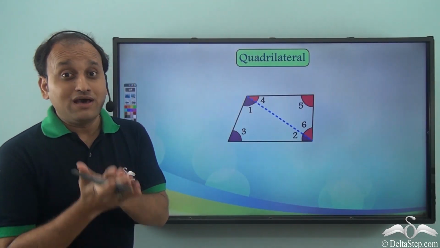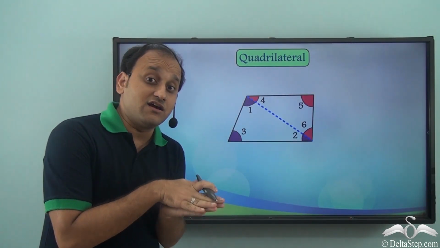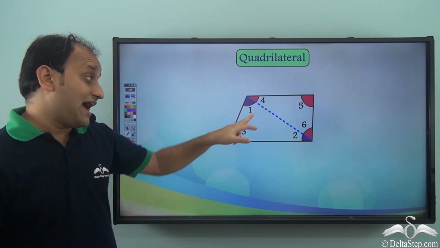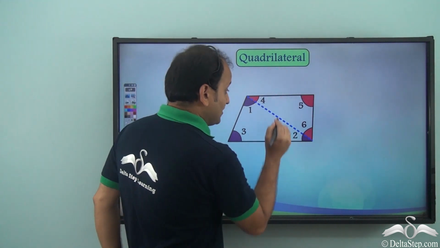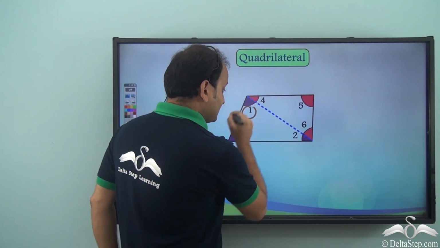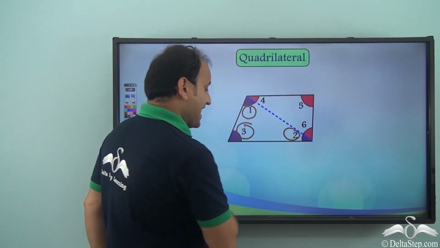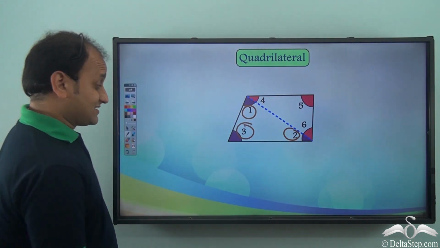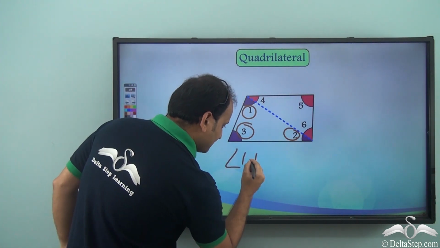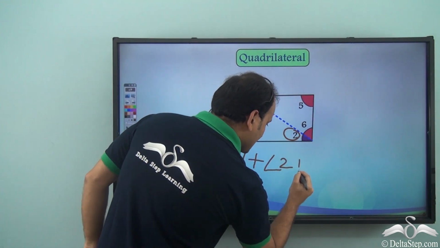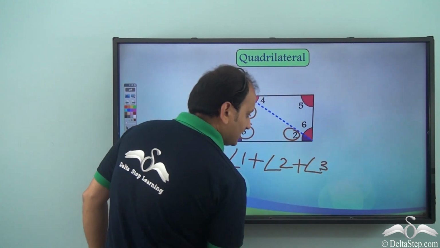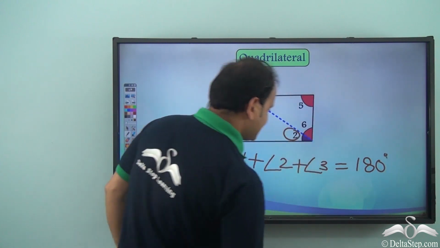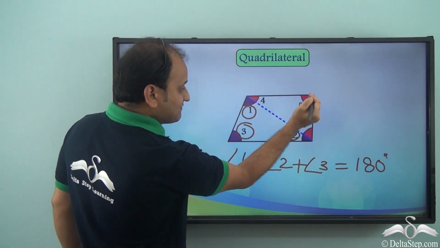And we know that the sum of the interior angles of a triangle is always 180 degrees. So, we have two triangles here. So, sum of 1, 2 and 3. These three angles will be 180 degrees, isn't it? So, angle 1 plus angle 2 plus angle 3 will be 180 degrees. What about angle 4, 5 and 6?